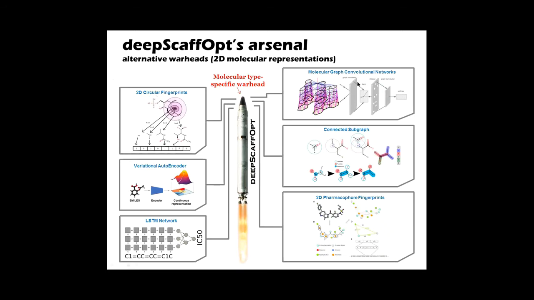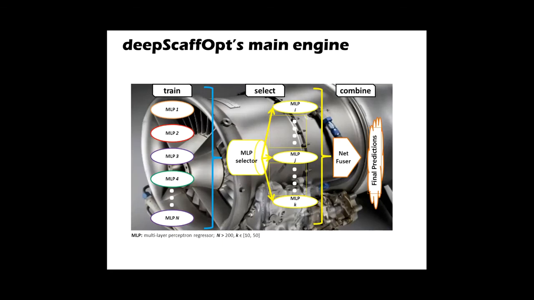So you can imagine DeepScaffold as a rocket, a weapon. It has the invariant part, which is the main engine, and the variable part, which is the warhead. There are many alternative warheads in its arsenal, which are simply alternative two-dimensional molecular representations, and each one is specific for a molecular class. For example, it has circular fingerprints or graph convolutional networks, connected subgraphs, pharmacophore fingerprints, variational autoencoders, even LSTM networks. Some of these are specific for macrocycles, for example, others are for covalent inhibitors, others for small fragments, etc.